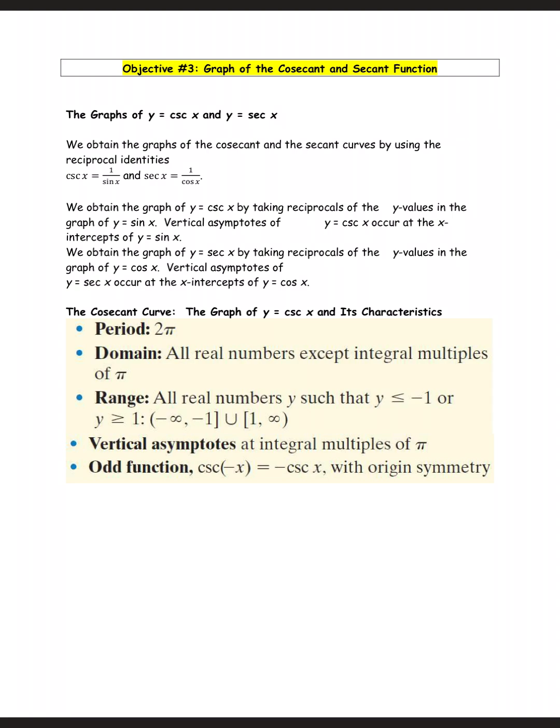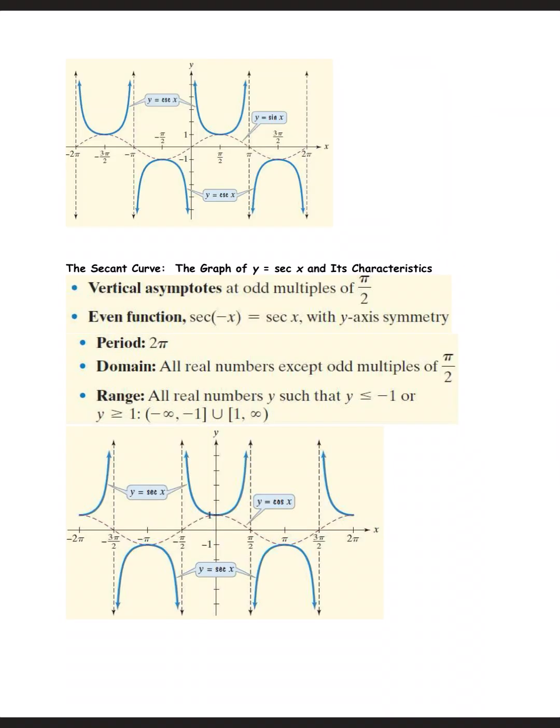So the graph of cosecant of x, the characteristics of that is the period is 2 pi, the domain is all real numbers except the integral multiples of pi, the range is all real numbers of y such that y is less than or equal to -1 or y is greater than or equal to 1. The vertical asymptote at the integral multiples of pi, and the odd function is cosecant of negative x is equal to negative cosecant of x with origin symmetry. So notice when we graph these, everywhere that the x-intercepts will be the vertical asymptote.